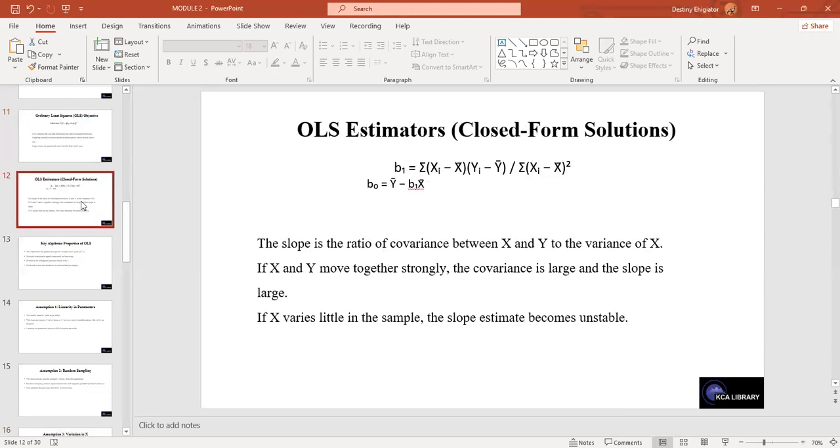OLS estimators. We have closed form solutions. This is the equation. The slope is the ratio of the covariance between X and Y to the variance of X. If X and Y move together strongly, the covariance is large and the slope is large. If X varies little in the sample, the slope estimate becomes unstable.